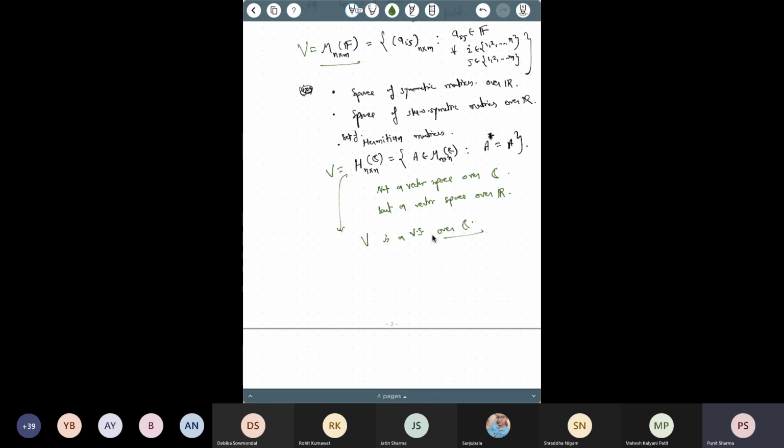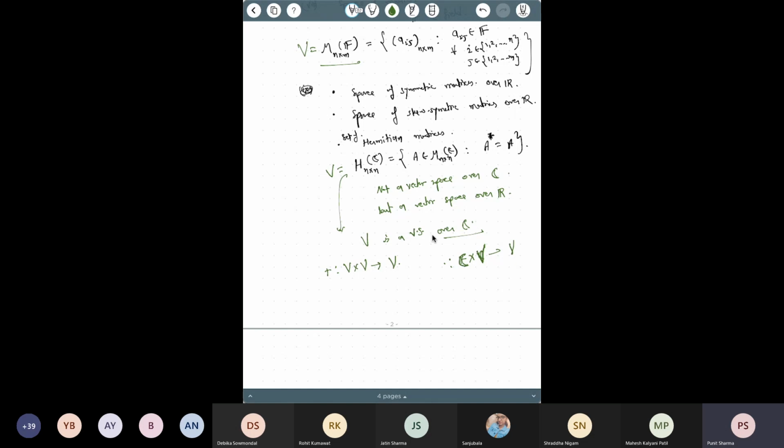So here, when you are saying this is a vector space over C, you have to define the addition, and then you have to define the scalar multiplication. This scalar multiplication is a map from F cross V to V. Now you have to say which field this F is. When you are checking it's a vector space over C, this F would be C.